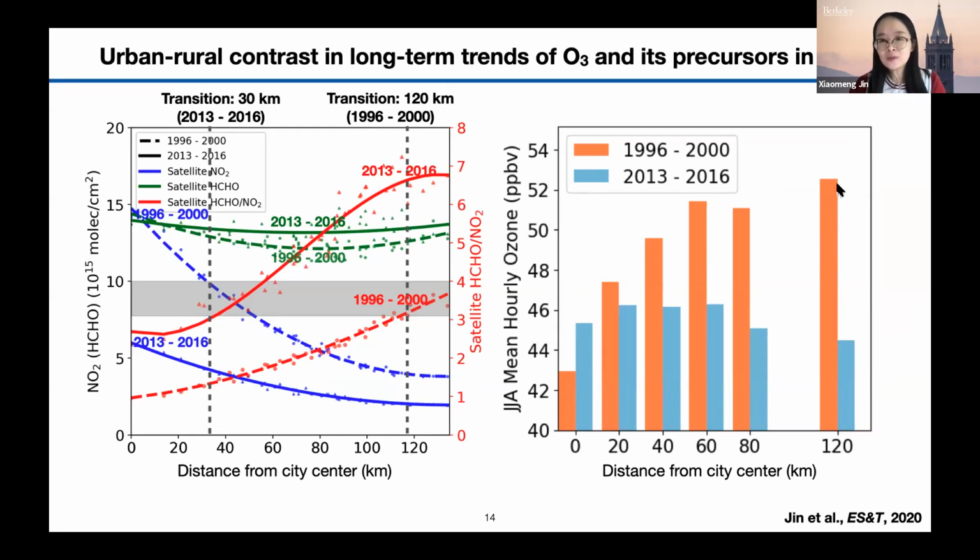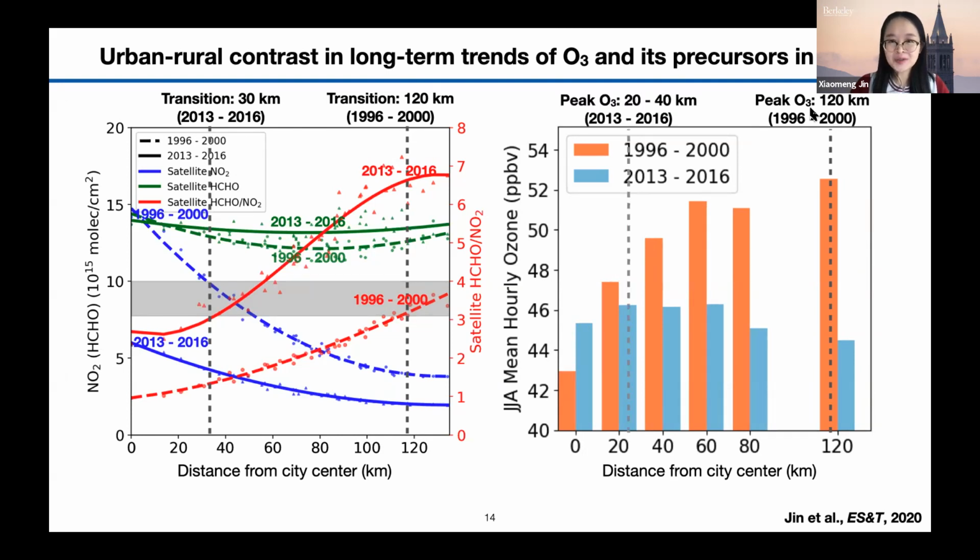And in the early period, the ozone peaks around 120 kilometers away from the city center, which is consistent with the regime transition diagnosed from satellites. And in the recent period, the peak ozone has moved towards the city center to around 20 to 40 kilometers away, which is again consistent with the regime transition diagnosed from satellites. So the consistency between these two gives us more confidence that our approach is able to diagnose both the spatial and the temporal variability of ozone chemistry over urban areas, which means that this method can also be applied to other regions with no monitors.